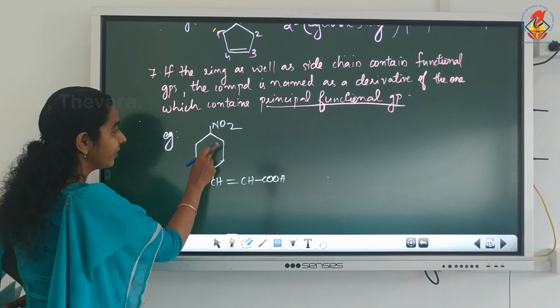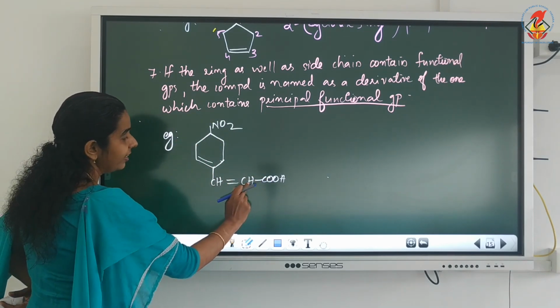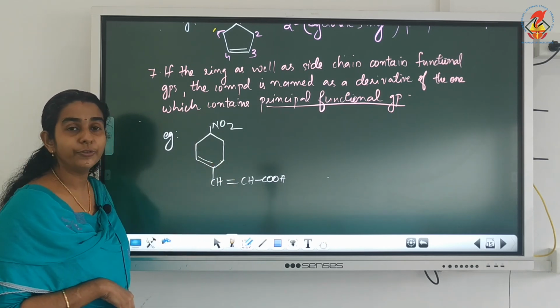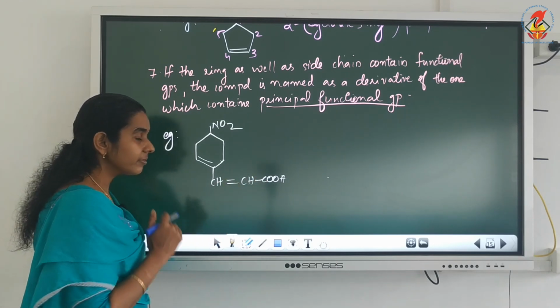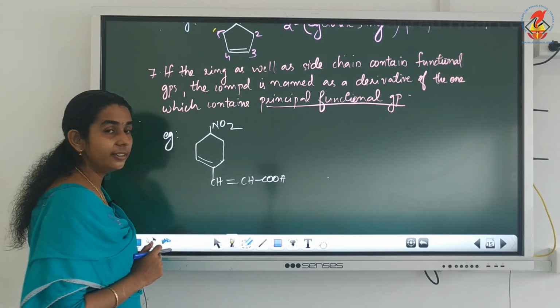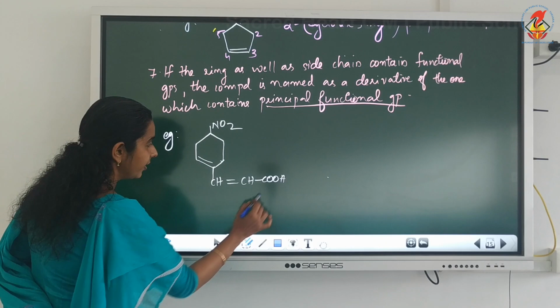So, here we have a ring system which contains a nitro group, and a chain with COOH. So, here which is the highest priority functional group? Carboxylic acid. So, we can consider only the chain as the parent, the ring will go as the substituent. So, how should we number it?